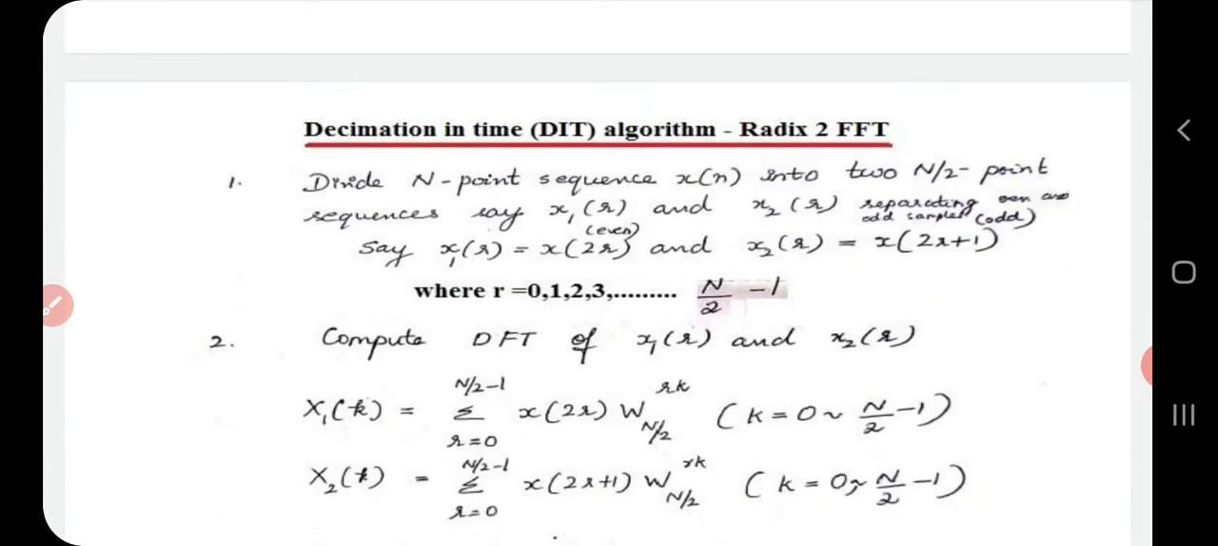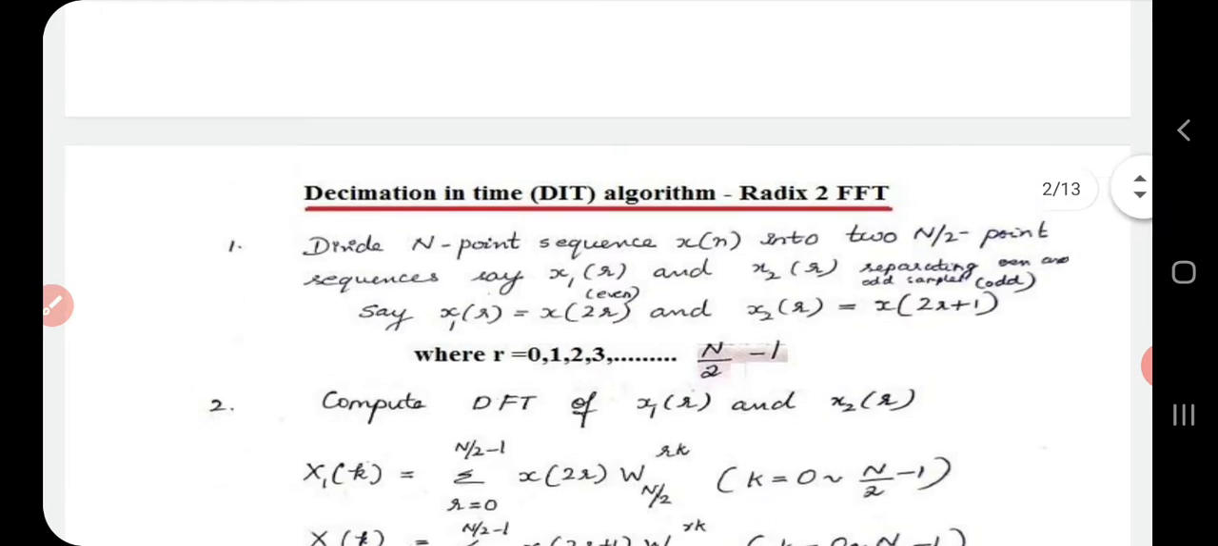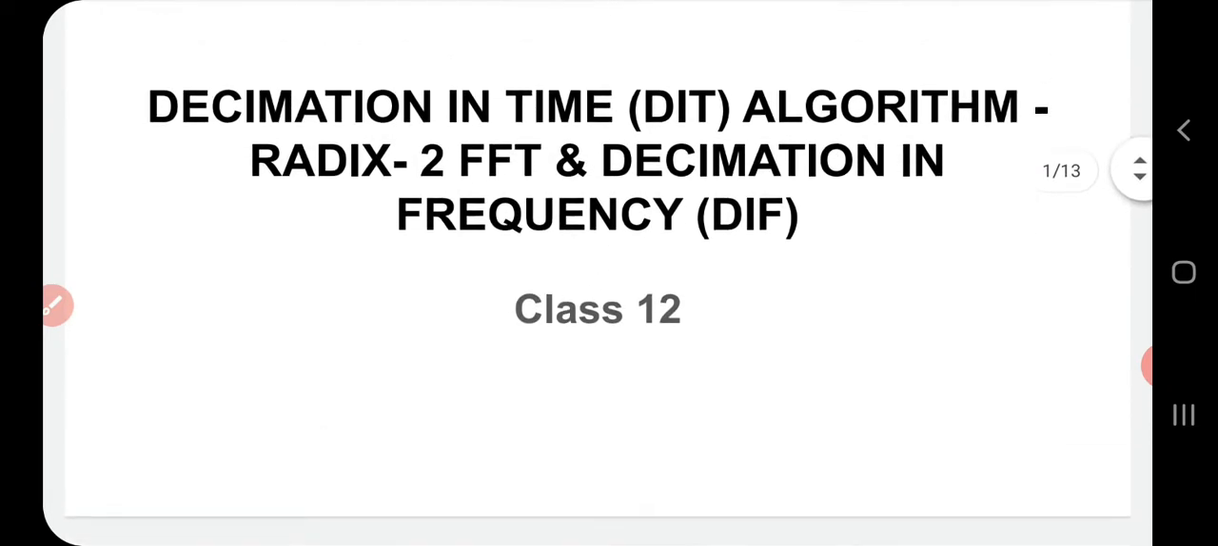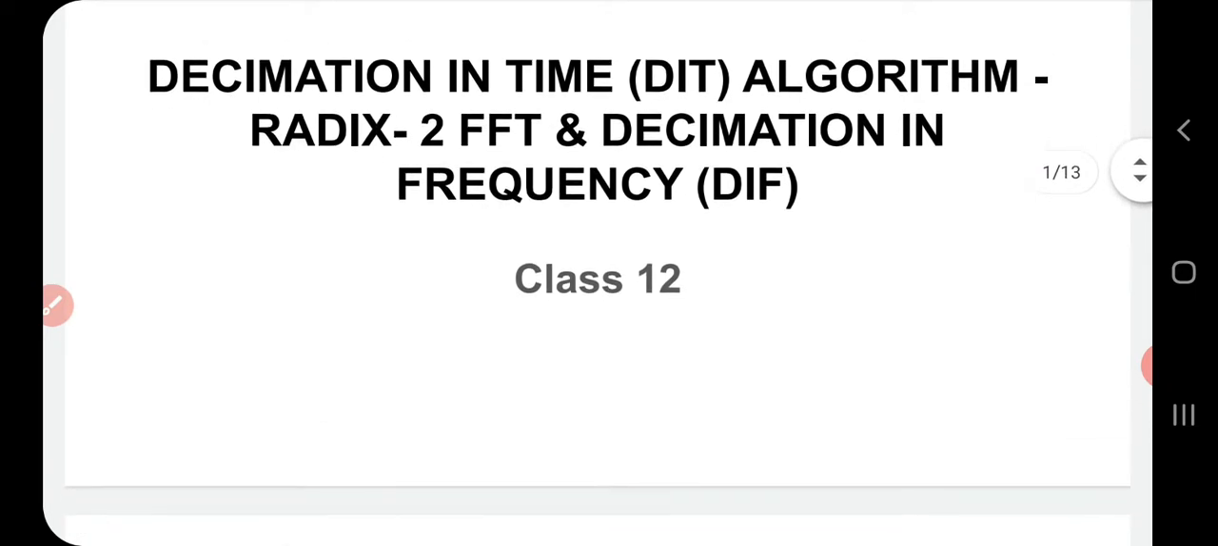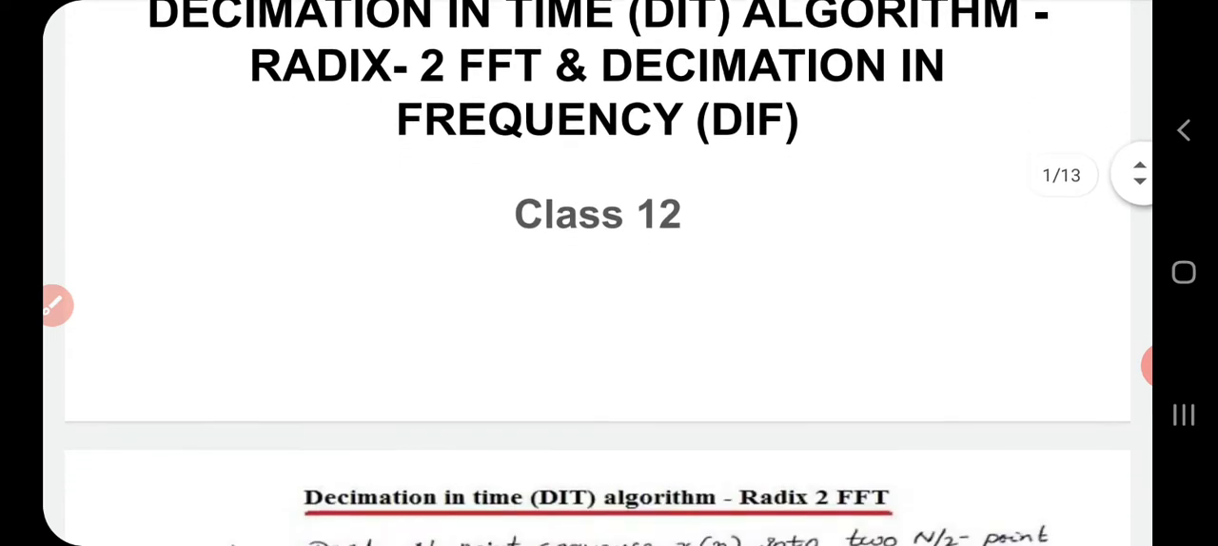This assignment, you can submit it by October 5th. That is a long time that I have given. It is mainly based on radix 2 DFT and so on. So the question I will give you at the end.